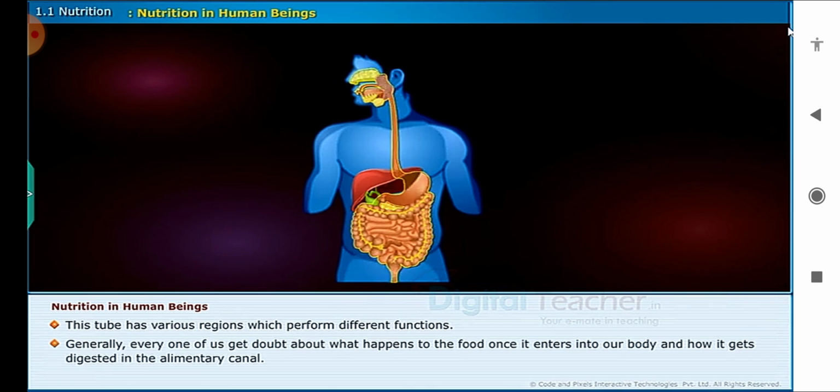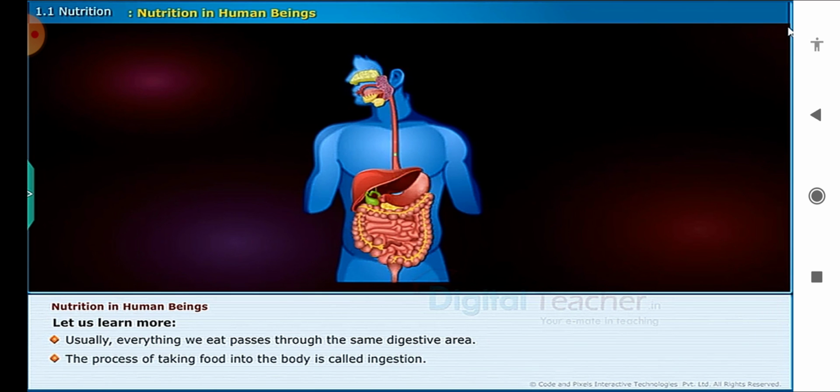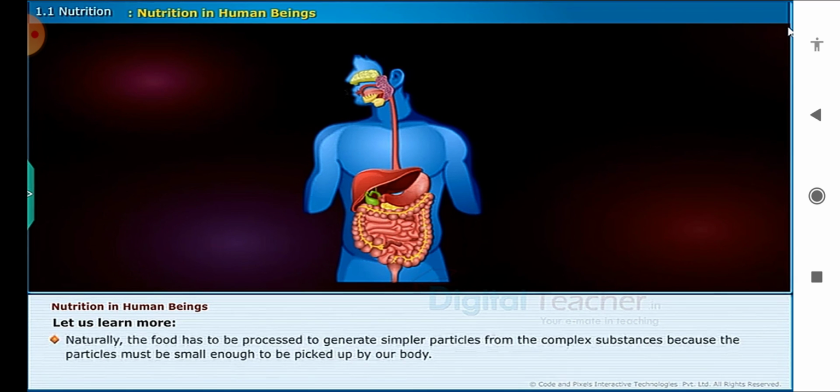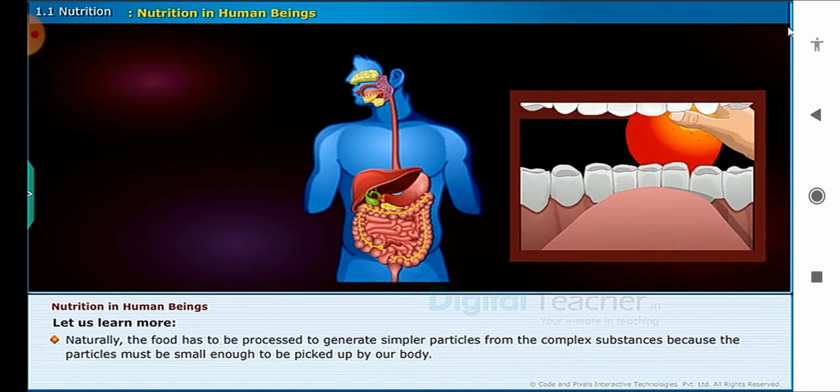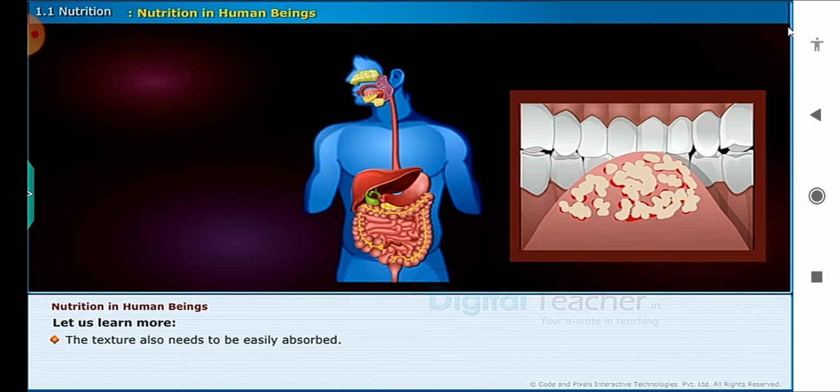Generally, every one of us gets a doubt about what happens to the food once it enters our body and how it gets digested in the alimentary canal. Let us learn more. Usually, everything we eat passes through the same digestive area. The process of taking food into the body is called ingestion. Naturally, the food has to be processed to generate simpler particles from the complex substances, because the particles must be small enough to be picked up by our body. The texture also needs to be easily absorbed.